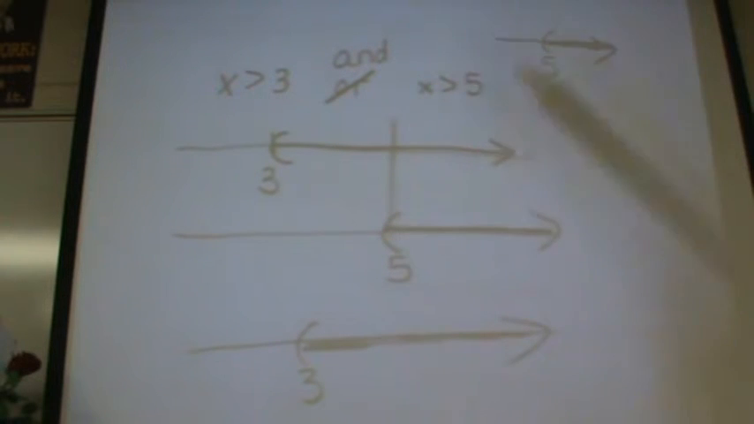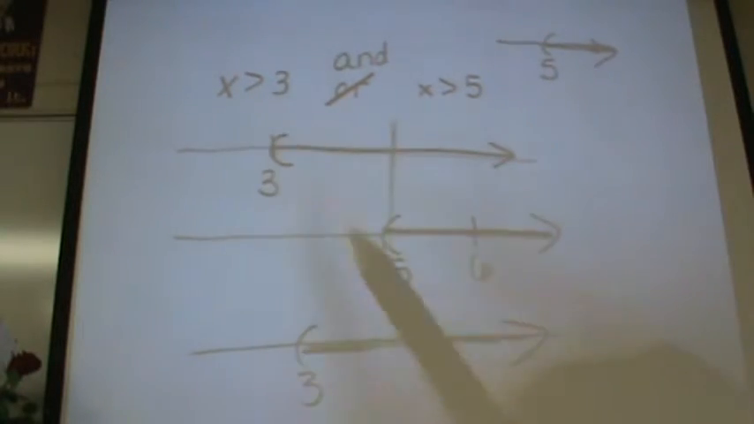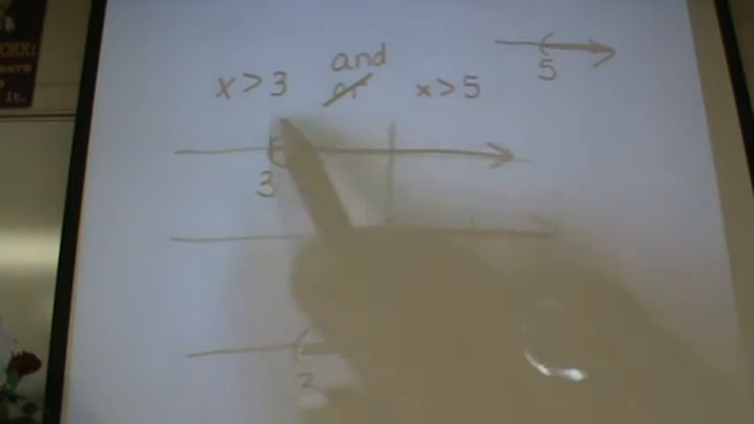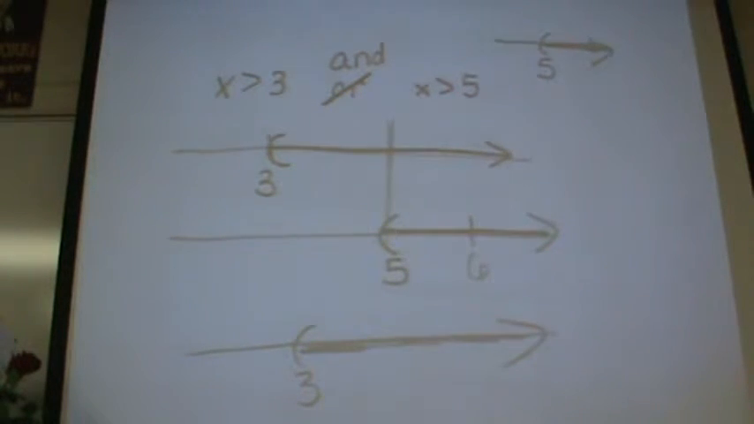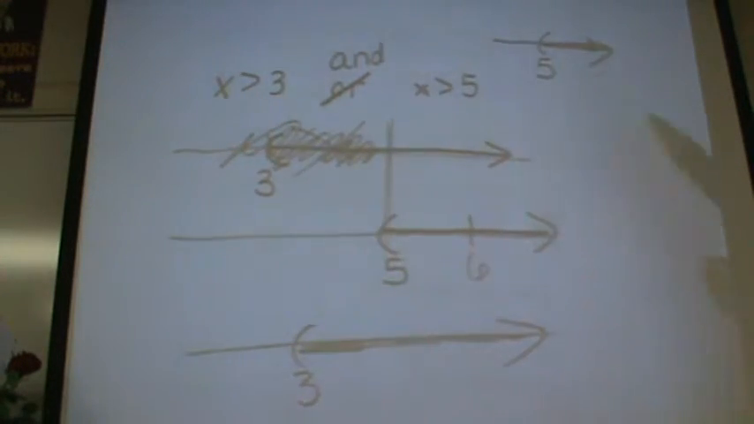So in other words, numbers like 6. 6 is bigger than 5 and 6 is bigger than 3. So these are all the numbers that satisfy both. Does that make sense? Not this. This is not part of the "and". That would not work. None of that. Okay, good questions, guys.